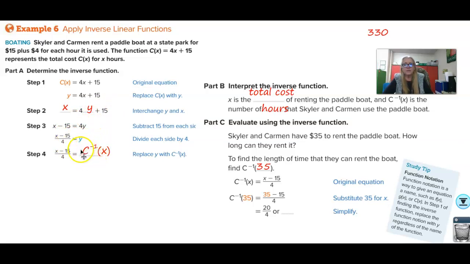And then we take the y out and we put c to the -1 of x. That's our notation that says we have an inverse function now. So interpret the inverse function, okay?